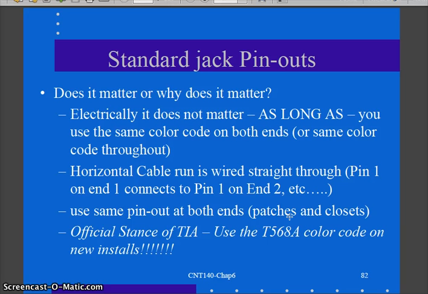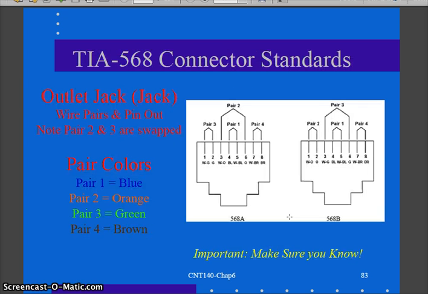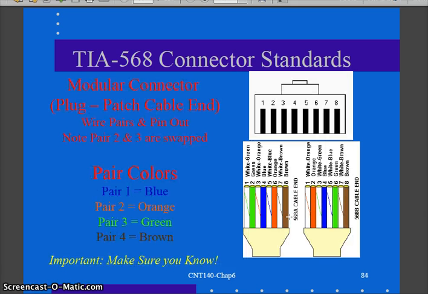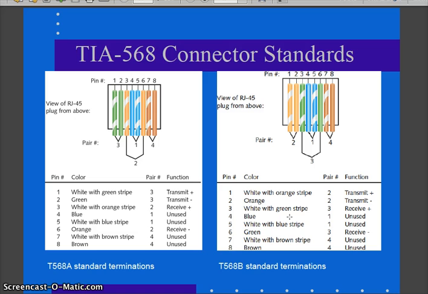And here we go, just reminding you of the same thing. The official stance is TIA says you should be using the A color code on new installs, but keep standard. If you're doing new installs, do A, but if your building is using B, then stick with B the whole way through. And then here are the pinouts, 1 to 8, in the color code. Eventually we'll need to know them. As we start terminating, start paying attention, and it'll be easier to learn them. I have a couple different formats here, whatever seems to work for you.